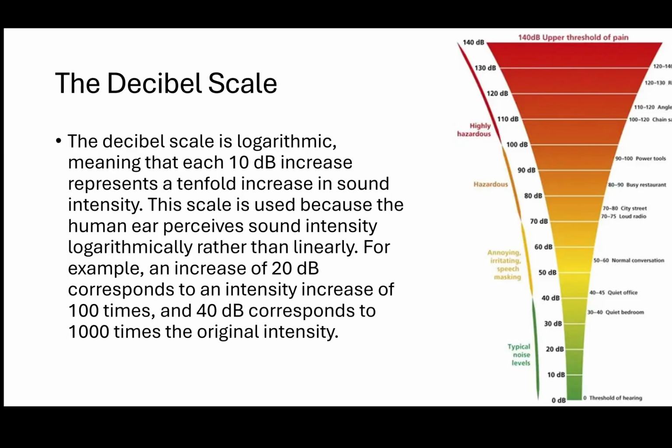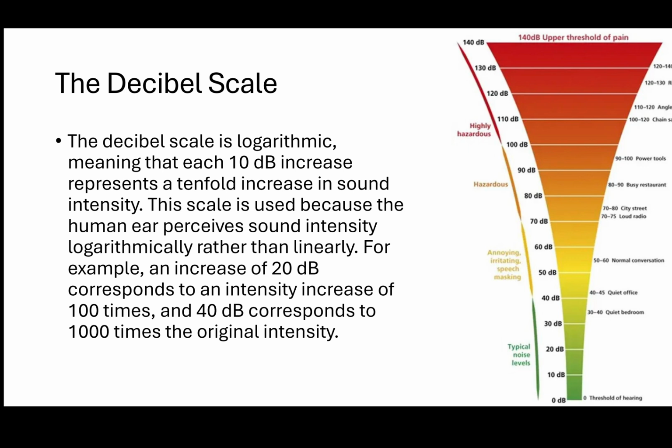Alrighty. The decibel scale now. The decibel scale, as we said before, is logarithmic, meaning that each 10 decibel increase represents a 10-fold increase in sound intensity. The scale is used because the human ear perceives sound intensity logarithmically rather than linearly. For example, an increase of 20 decibels corresponds with an intensity increase of 100 times, and 40 decibels is 1,000 times the original intensity. All right, so 0 decibels is the threshold of hearing.